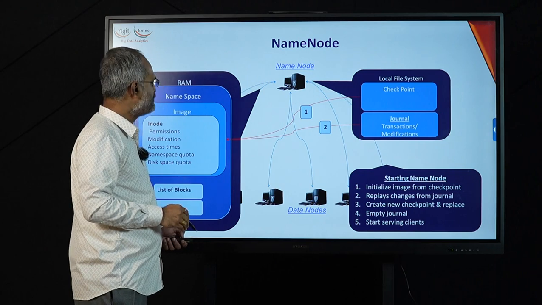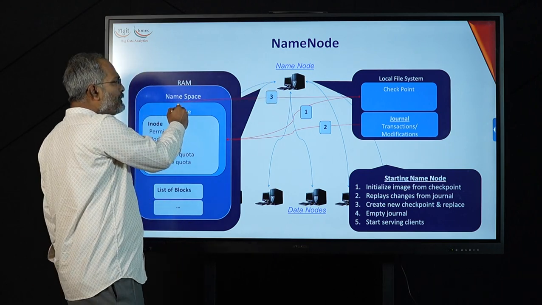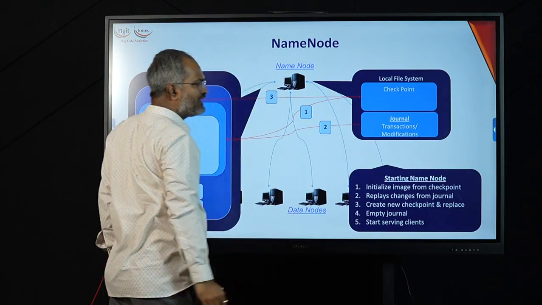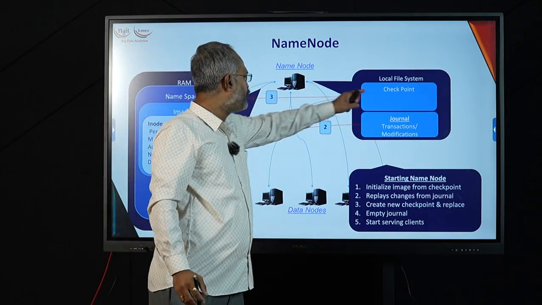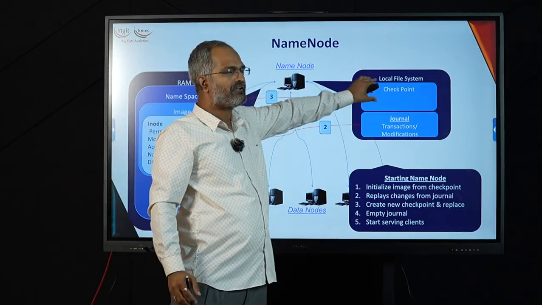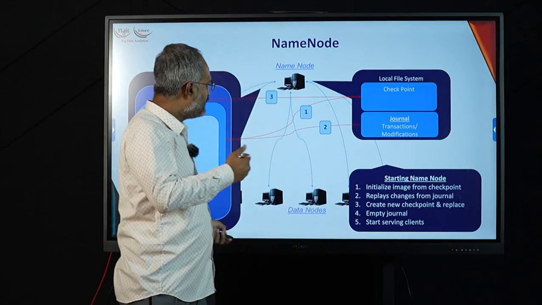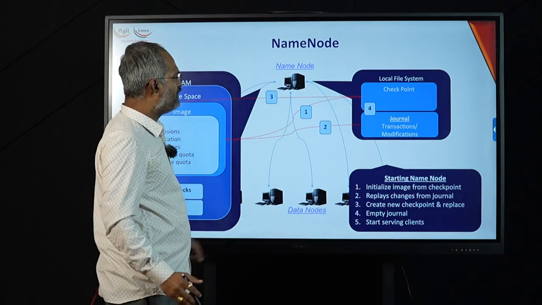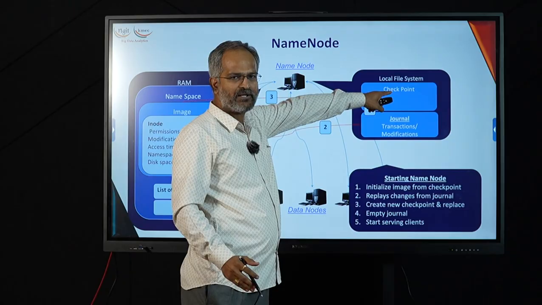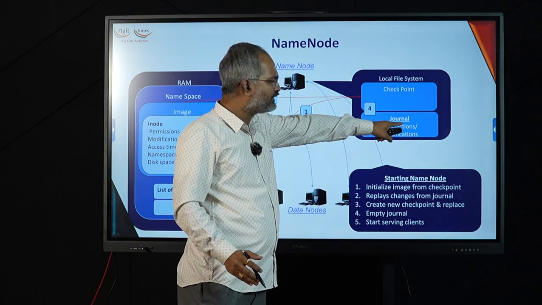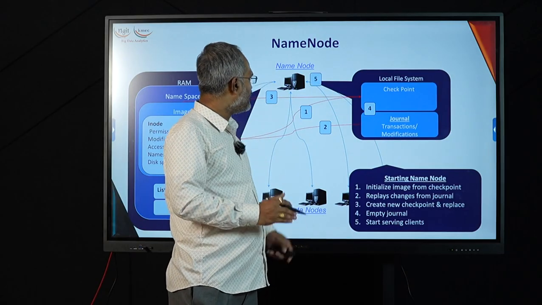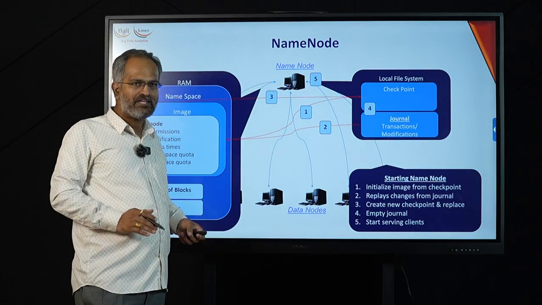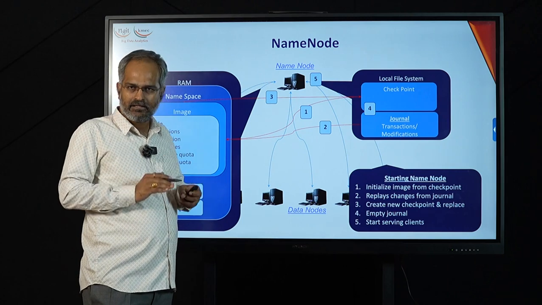And the third step, it will update the image at the checkpoint, meaning that the checkpoint will be overwritten by the image so that the checkpoint is up to date. In the next step, the journal will be emptied. Because the journal is updated in the checkpoint at this stage, the journal will be empty, and then it can start service. So these are the 5 major steps to start the NameNode.